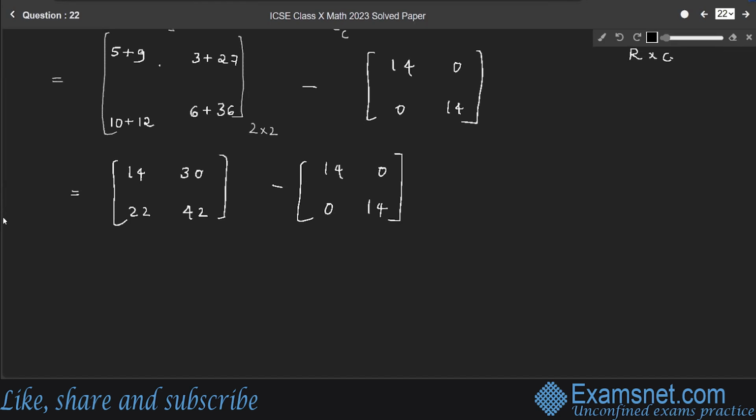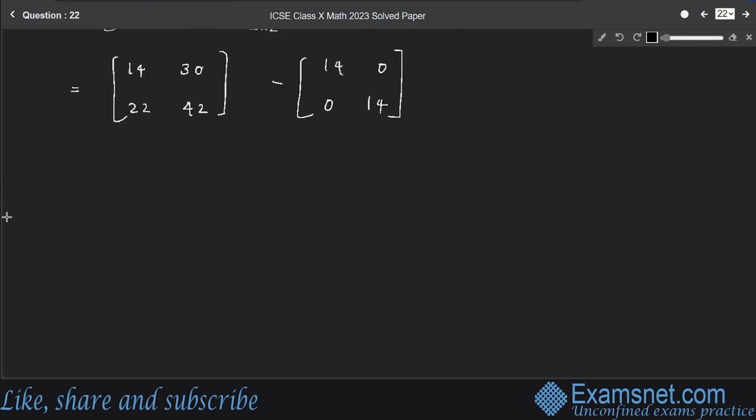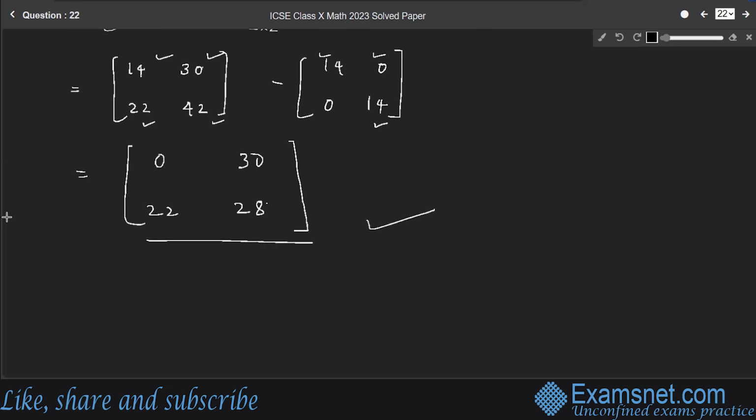So it is subtraction of two matrices. It's very easy. We need to subtract the corresponding elements. So 14 minus 14 is 0. 30 minus 0 is 30. 22 minus 0 is 22. 42 minus 14 is 28. Right? Therefore, finally, we have got 0, 30, 22 and 28 as the resultant matrix. So it is a 2 by 2 matrix.